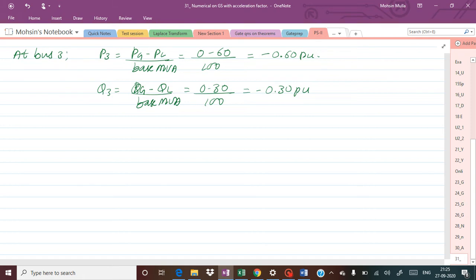Now what is required here? The voltages are required on bus number 2 and bus number 3. Therefore we first of all need to assume some values, so that we can use them while obtaining the iterated values.